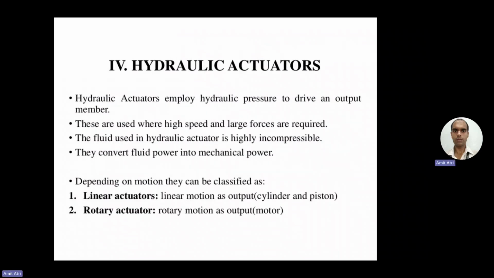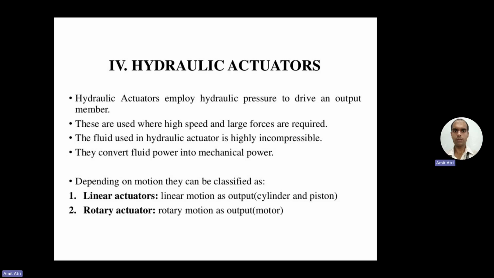Now next is hydraulic actuators. So hydraulic actuators employ hydraulic pressure to drive an output member. So these are used where high speed and large forces are required. The fluid used in hydraulic actuator is highly incompressible. So they convert high power fluid into mechanical power. Okay, so fluid power into mechanical power.